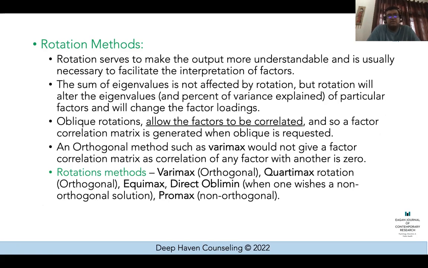So oblique rotations allow the factors to be correlated, and orthogonal ones are the ones we use in case we know these factors should not correlate with each other. I have given some of the rotation methods here. Varimax is orthogonal, Quantimax is orthogonal, Equimax, and direct oblimin are ones that you can use when you don't need an orthogonal solution, which means oblique ones, and Promax is once again non-orthogonal, which means oblique.